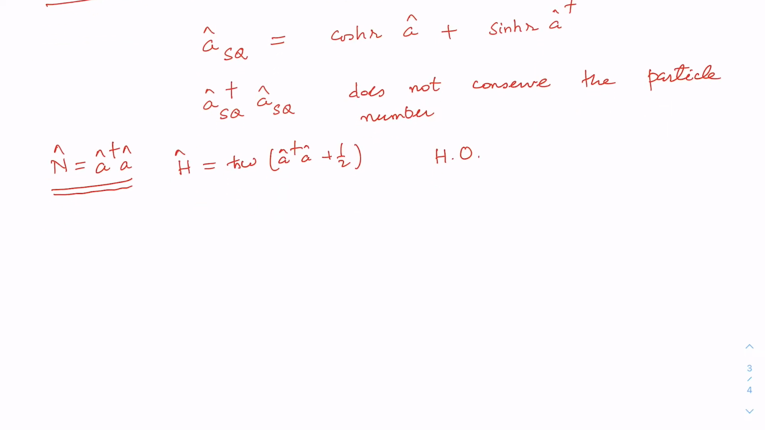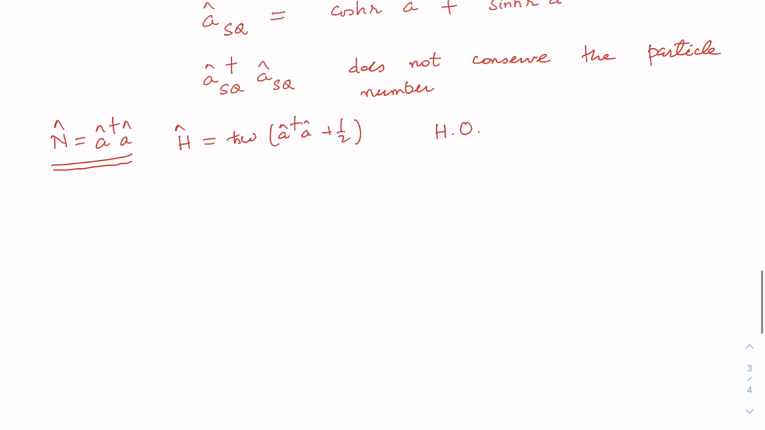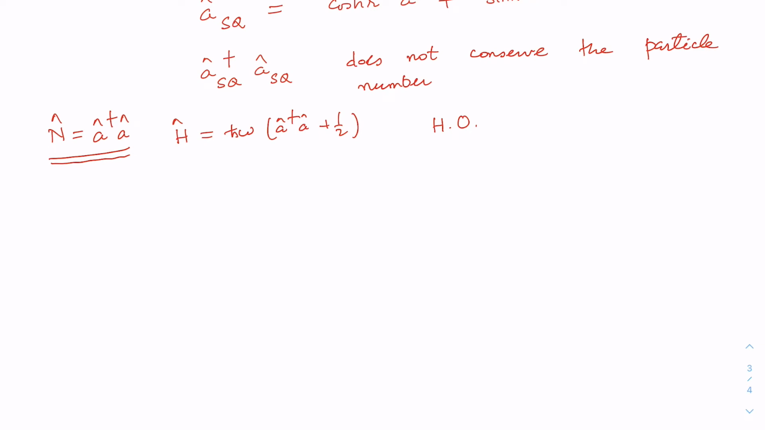But now the thing is, what about the Hamiltonian for this squeezing? For the squeezed states of the harmonic oscillator, let us guess. Let us say our squeezing Hamiltonian for the squeezed state is of this type.